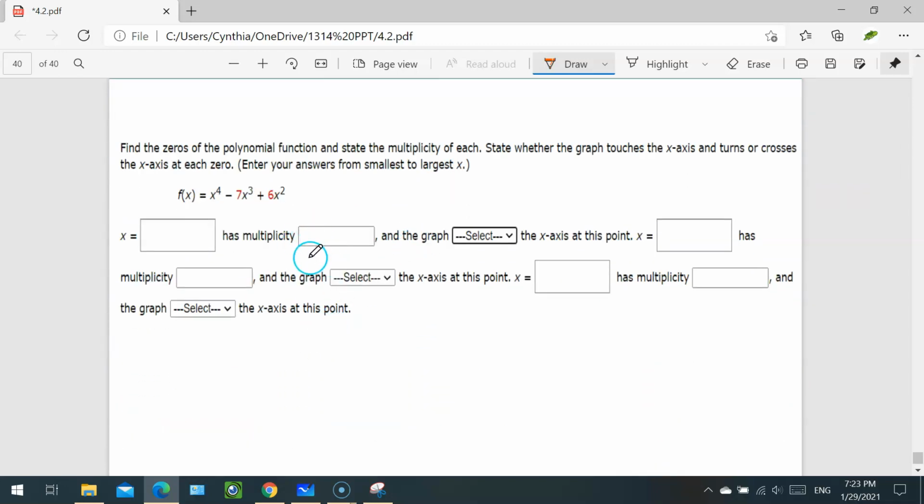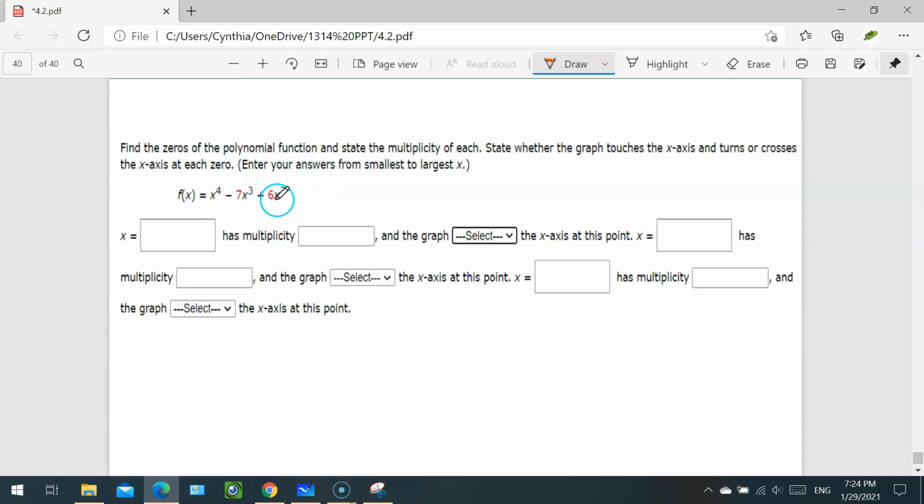Now we do the other example here. We need to find the zeros of the polynomial function and then state the multiplicity of each. State whether the graph touches the x-axis and turns, or crosses the x-axis at each zero, which means we have to state whether it touches or crosses. Now, the highest degree power of this one is x to the power 4, right? So it's a polynomial function.